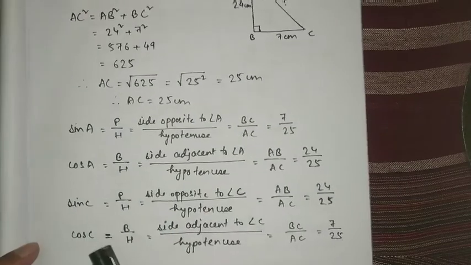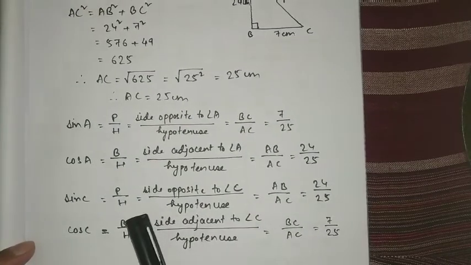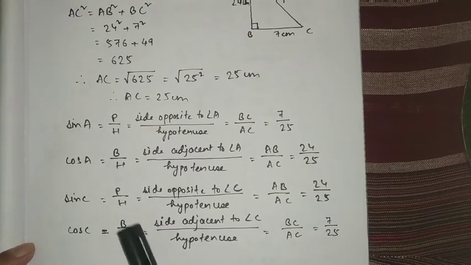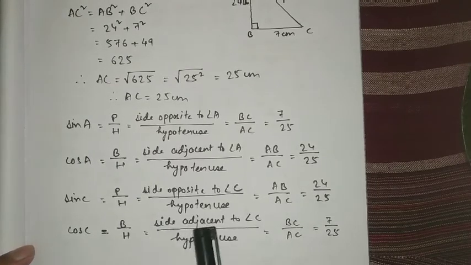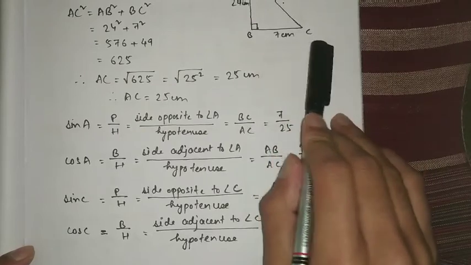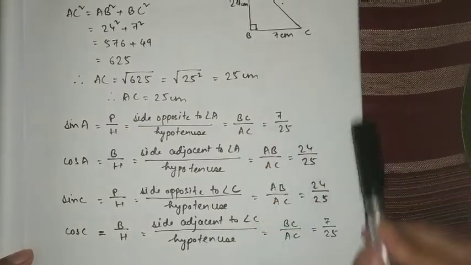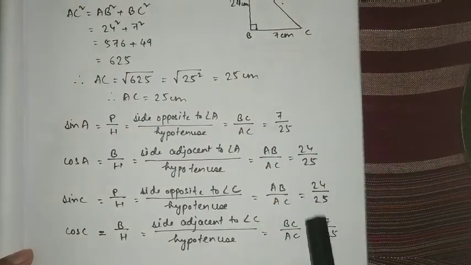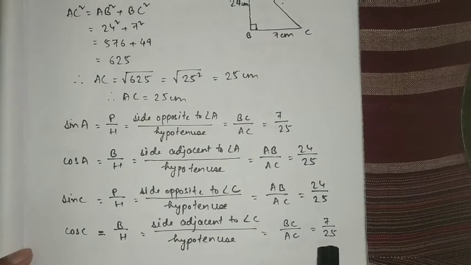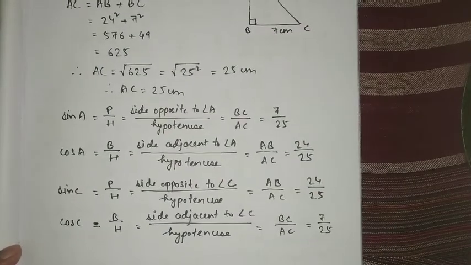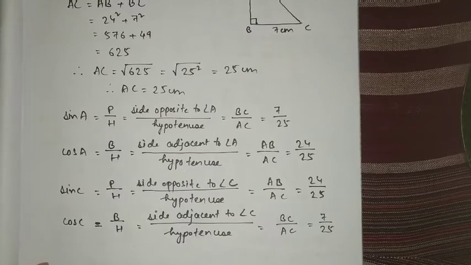And in cos C again, it is Curly Black Hairs. It is base by hypotenuse, and base is the side adjacent to angle C. The side adjacent to angle C is BC, and the hypotenuse is AC, and BC by AC is equal to 7 by 25. So this is the first problem. Hope you guys are clear with this.